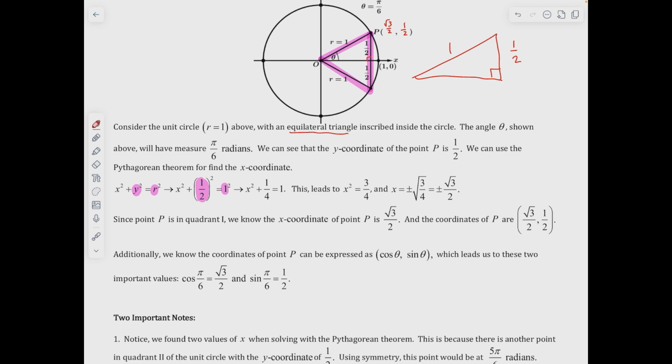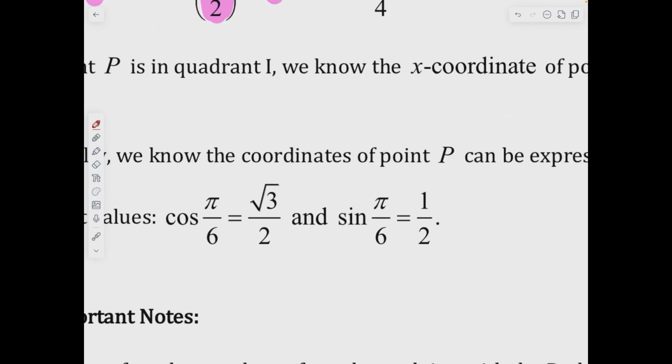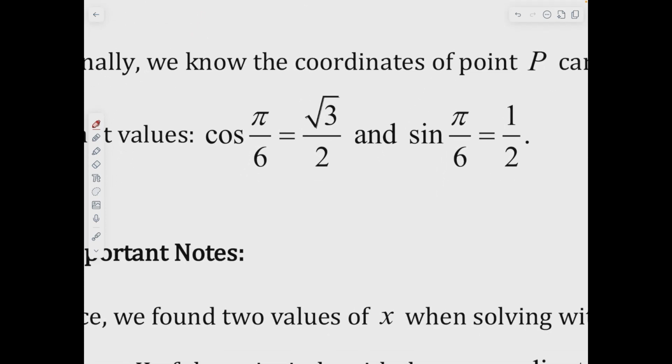Additionally, we know that the coordinates of P can be expressed as cosine of theta, sine of theta, which leads us to 2 important values. That means that the x coordinate is the cosine of the angle and y is the sine of the angle. So cosine of pi over 6 is root 3 over 2, which we're going to make a flashcard for. Sine of pi over 6 is equal to 1/2. In addition to that, we could also use degrees. That means cosine of 30 degrees is also root 3 over 2, and sine of 30 degrees is equal to 1/2.